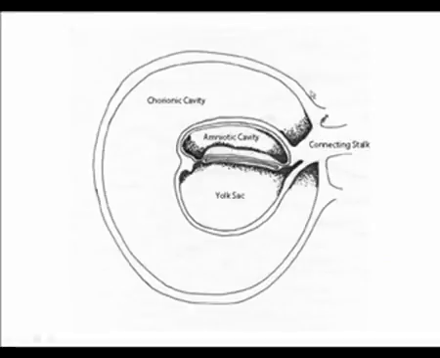So we have the placenta, which is developing, and a connecting stalk that connects it to the embryo. The embryo is surrounded by a yolk sac and an amniotic cavity, and the embryo consists of an ectoderm, a mesoderm, and an endoderm.